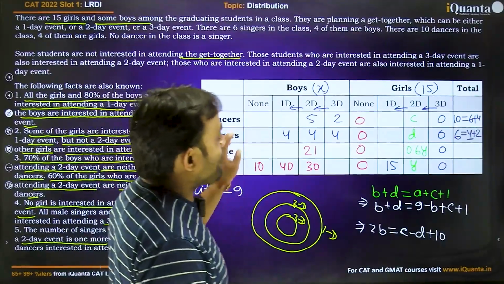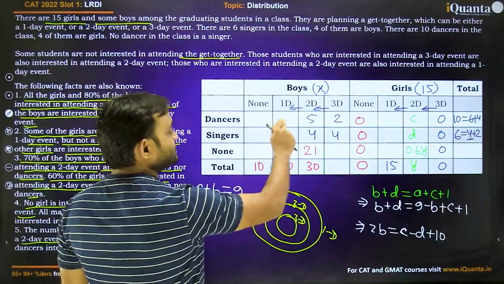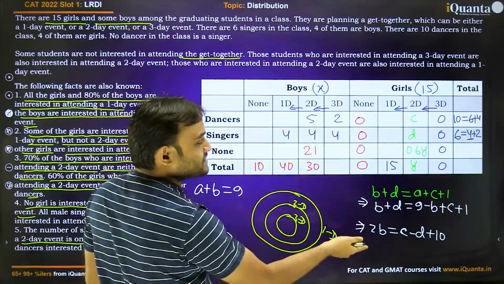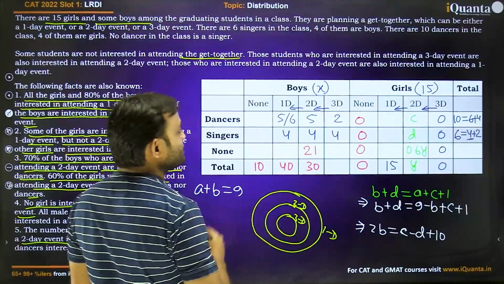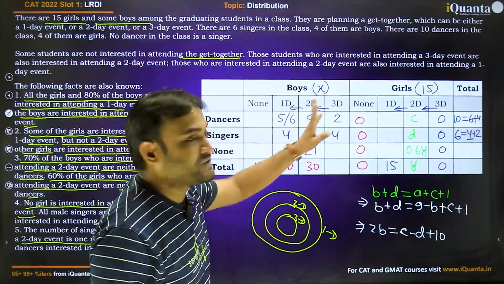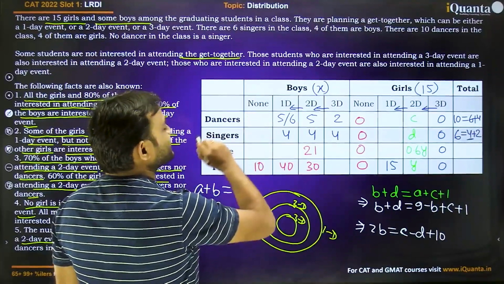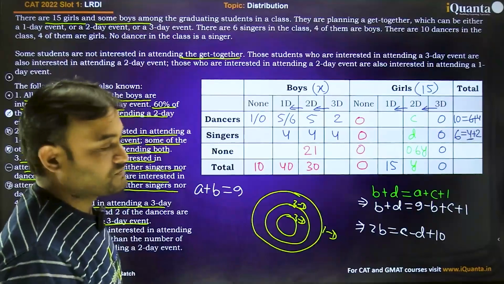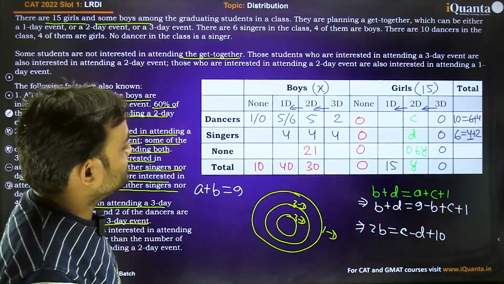Now, the number of boys who are dancers is 6. What can we say about this value? It must be greater than or equal to 5, and at max it could be 6. So it will be either 5 or 6. So the number of boys who are not interested in any of these 3 events, but they are dancers, could be either 1 or 0, right? They could be either 1 or 0.